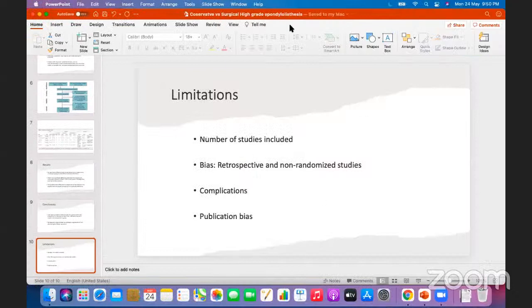So Tausif, are you convinced that high-grade spondies need not be operated based on this review? Sir, there is very low quality evidence which suggests that there is a significant difference between the operative and non-operative group. So I am not convinced with this study to not operate the high-grade spondy.